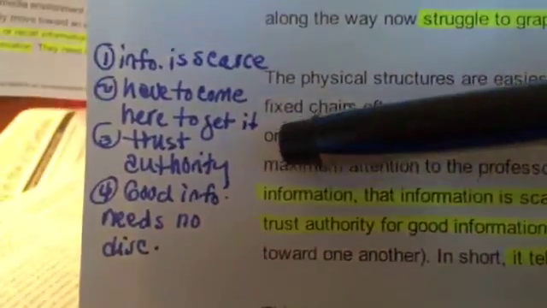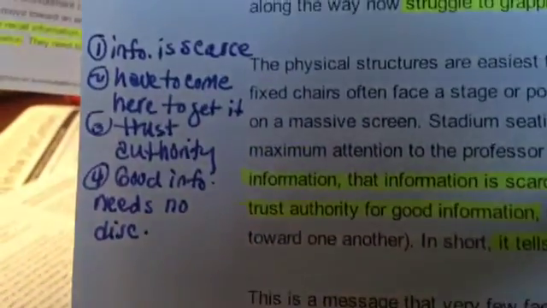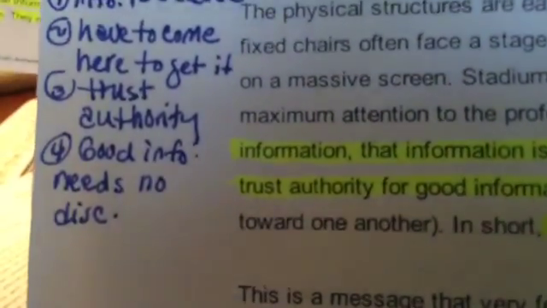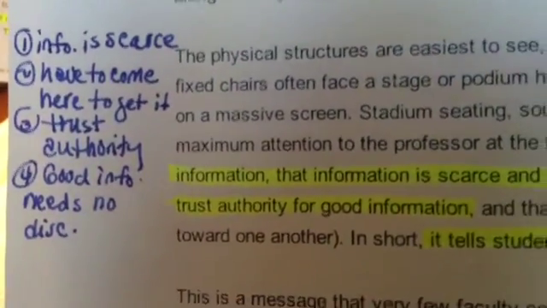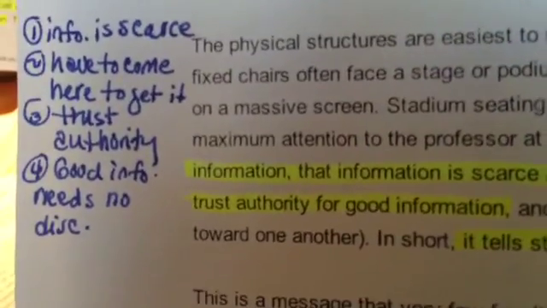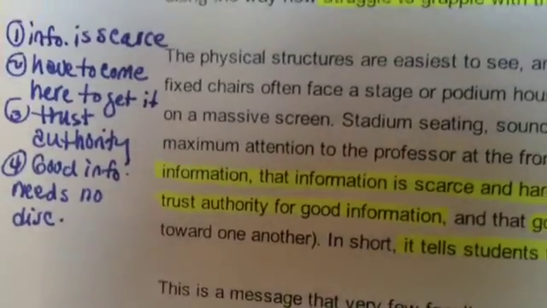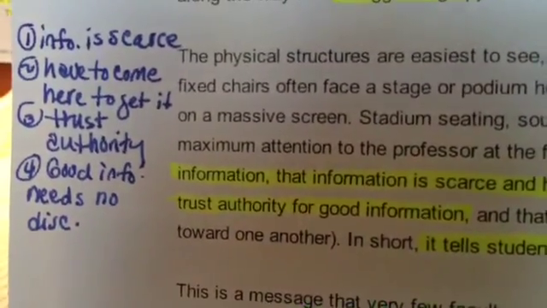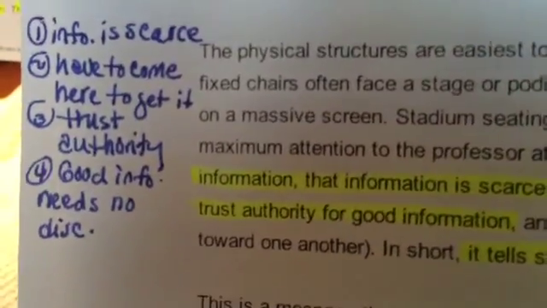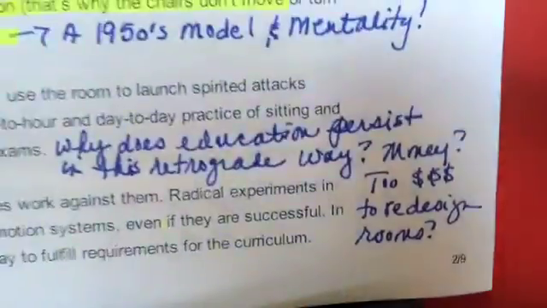Number 3, trusting authority. And the whole lecture format really reinforces this 4th point, which is good information needs no discussion. So that's why in the old school way of learning and the old models of education, it is this idea that there's the big lecture hall, the teacher's in front of the room, the teacher is the location of all the knowledge, and all you have to do is show up, write down the information, memorize it, kind of back to what we learned on this first page, be able to recall it for a test, and that's how you know things.